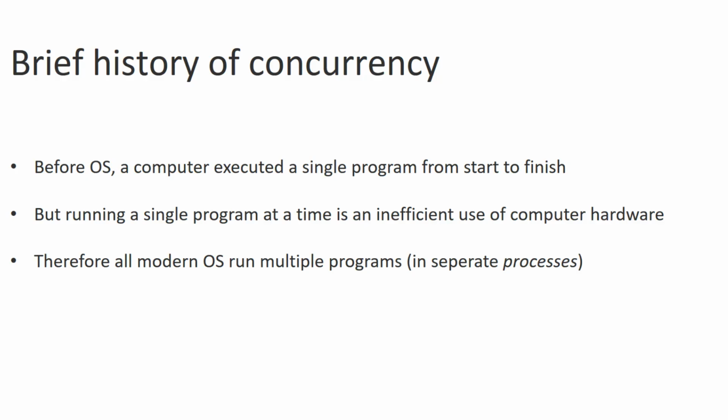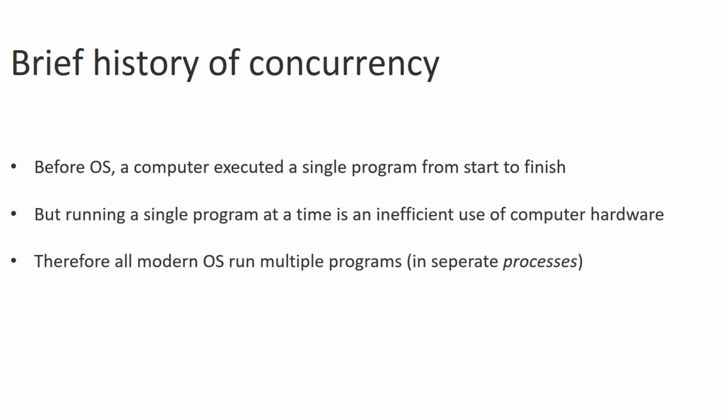A little bit of history on concurrency. We can say, for example, before operating systems, or with older operating systems, a computer executed a single program from start to finish. Those systems that didn't really have an operating system worked on simple manual switches, where a program from start to finish was a single event.